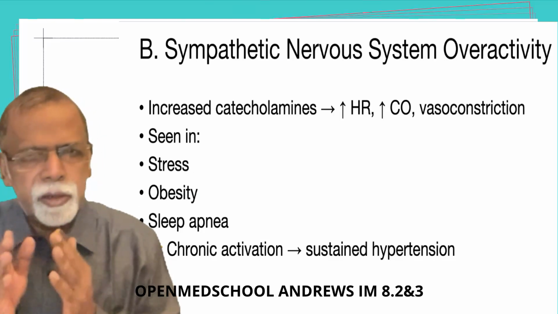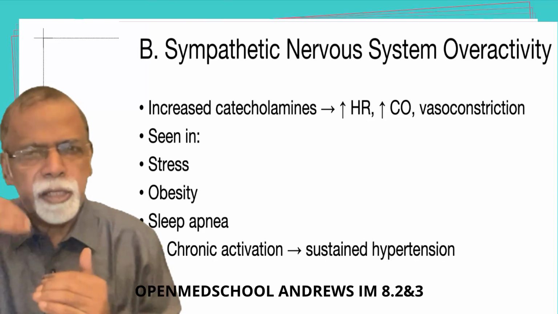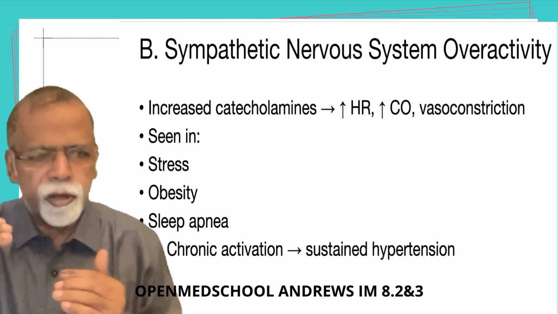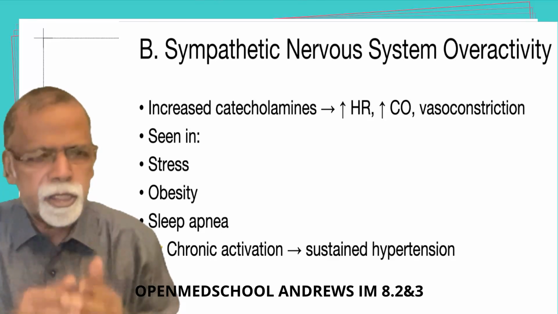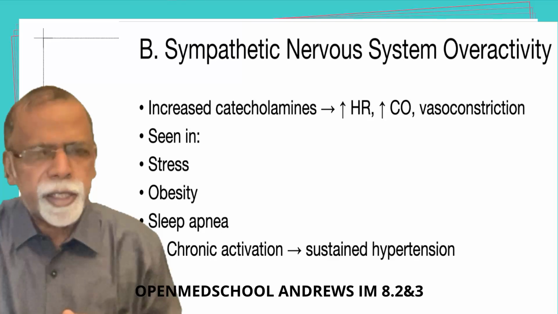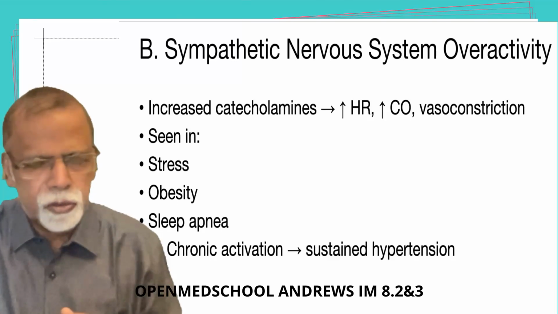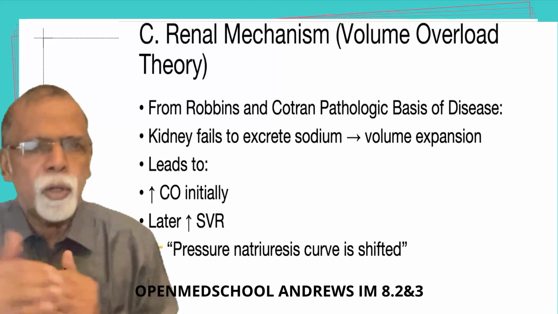Second is the sympathetic nervous system. Increased catecholamines produce an increase in heart rate, increased cardiac output, and vasoconstriction. So this may be a contribution in stress, people with obesity, sleep apnea, and chronic activation leads to sustained hypertension. Third mechanism is renal, that is the volume-overload theory.